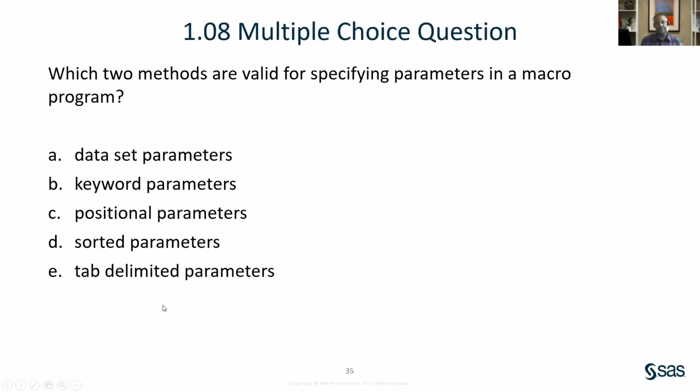Which 2 methods are valid for specifying parameters in a macro program? In other words, what are the 2 kinds of parameters that you can have? One is positional, one is keyword.